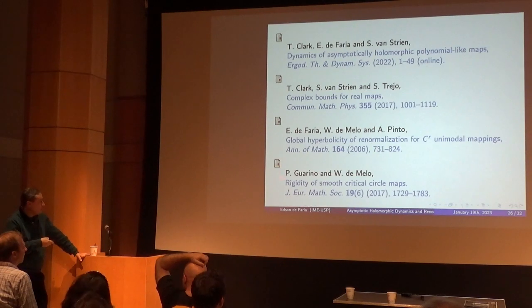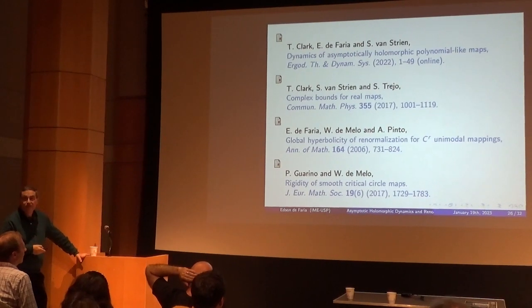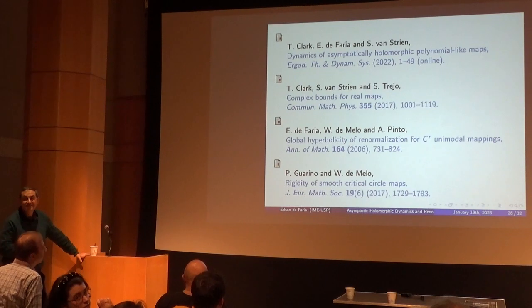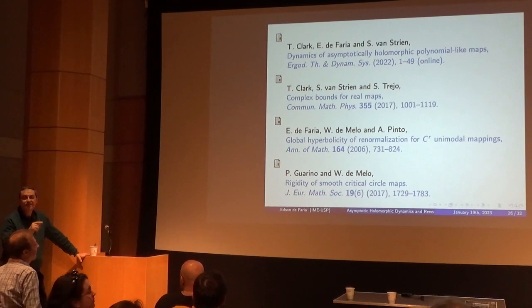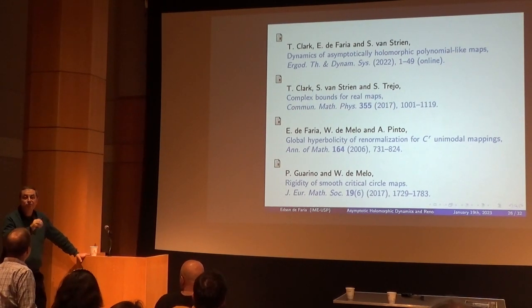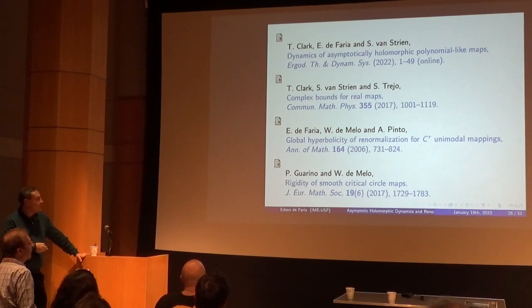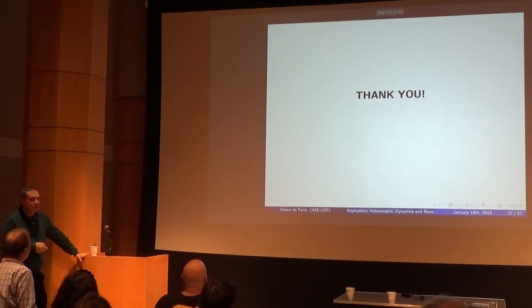Pablo was the last graduate student of Wellington de Melo. I said Pablo was the last student of Wellington. Ah, well. Yeah, did I say it wrong? No, I understood. Okay. So, thank you.